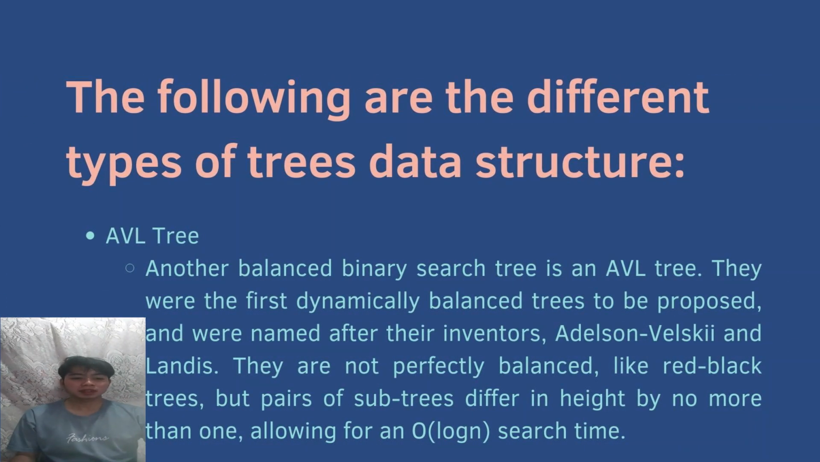AVL tree. Another balanced binary search tree is an AVL tree. They were the first dynamically balanced trees to be proposed and were named after their inventors Adelson-Velsky and Landis. They are not perfectly balanced like red-black trees, but pairs of subtrees differ in height by no more than one, allowing for O(log n) search time.